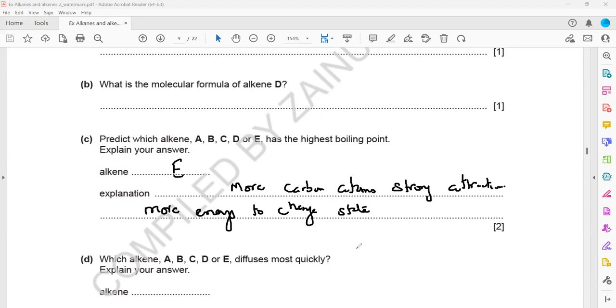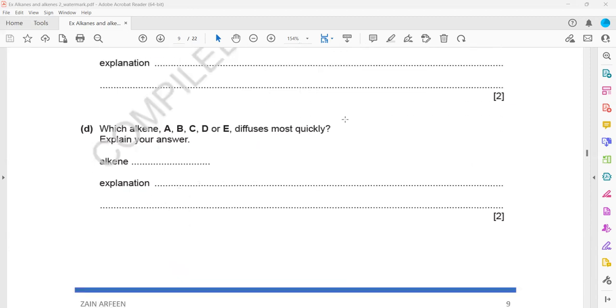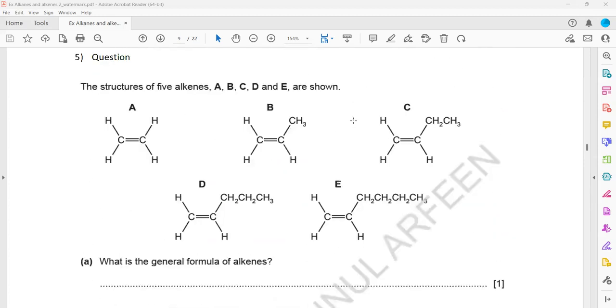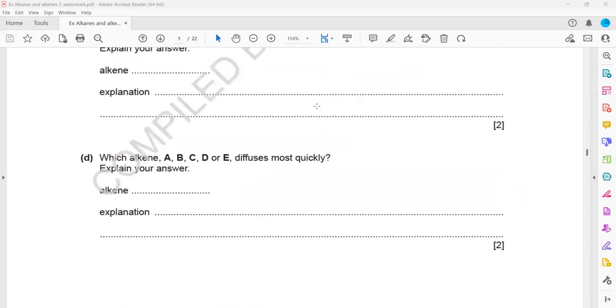Or we need a greater amount of energy to change the state. Which of alkenes A, B, C, D and E diffuses most quickly? It is the alkene with the least molecular mass, with fewer carbon atoms, so less intermolecular bonding present. So alkene A.